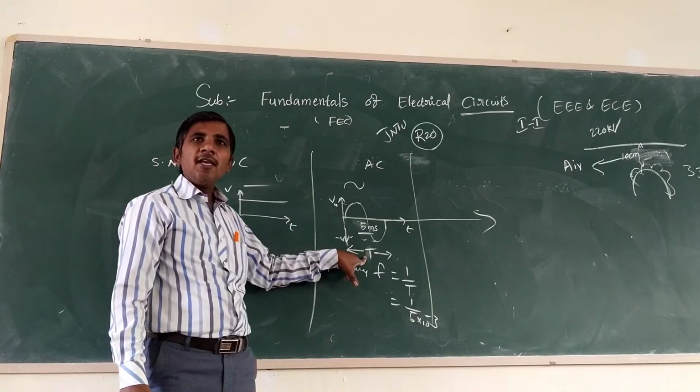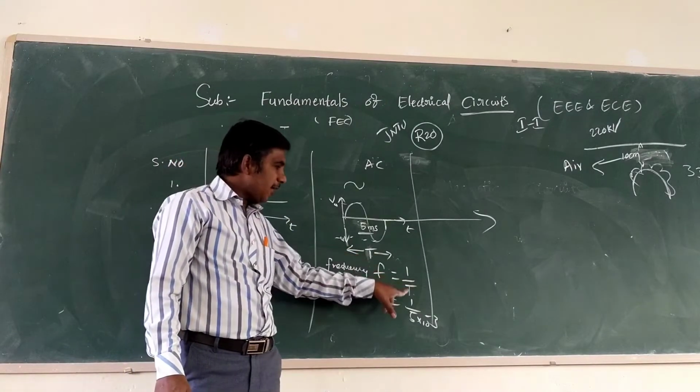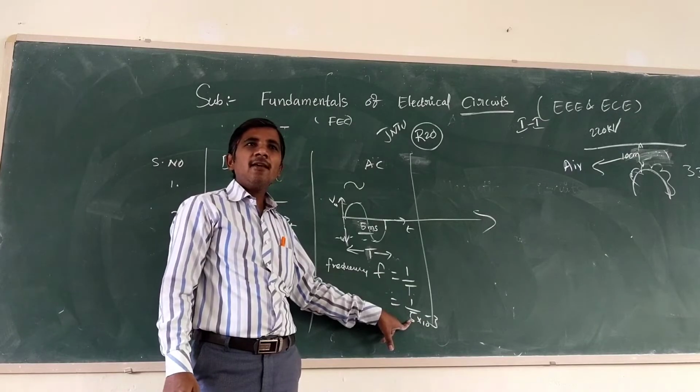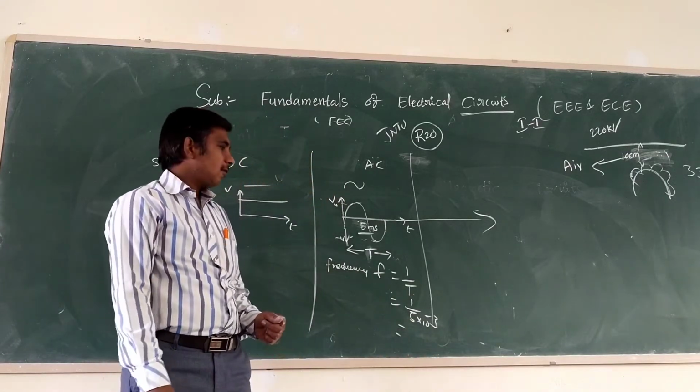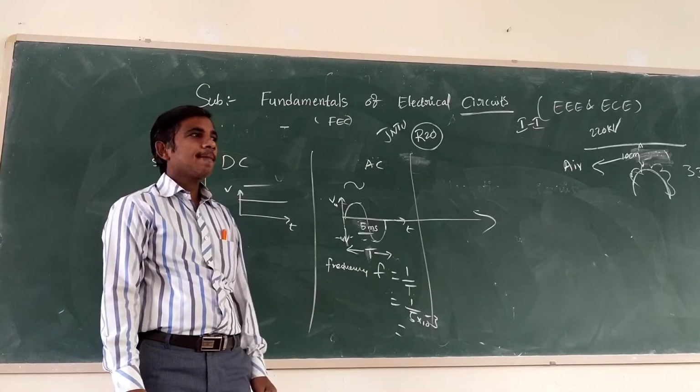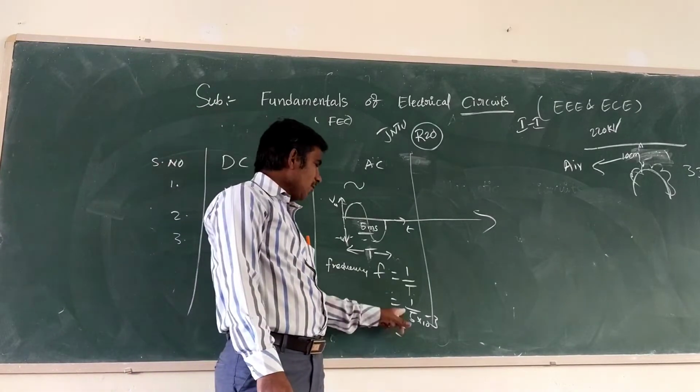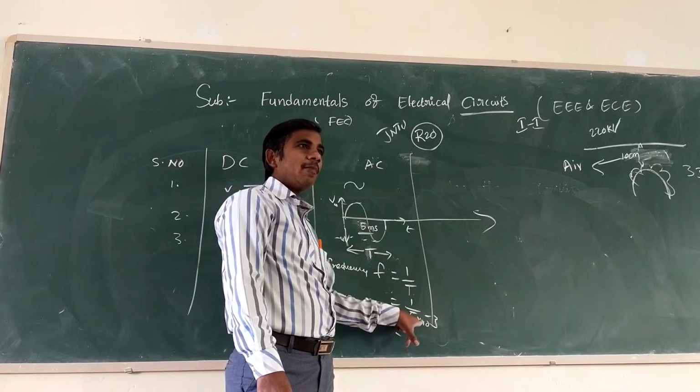If time period T equal to 5 milliseconds, 1 by 5 into 10 power minus 3, we will get the frequency. Do the calculation: 1 by 5 into 10 power minus 3.